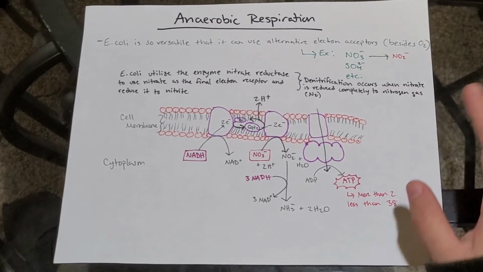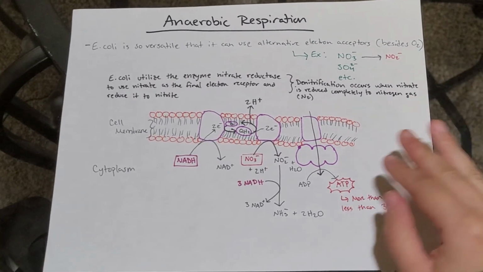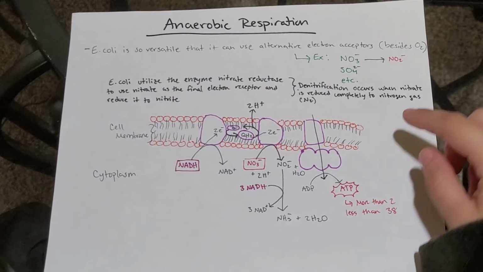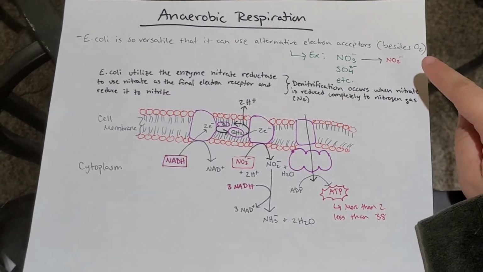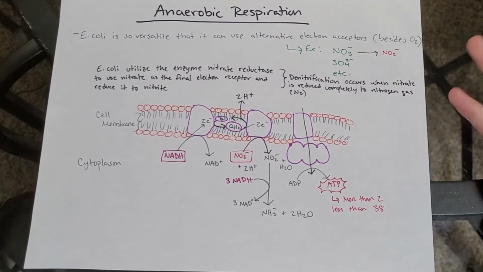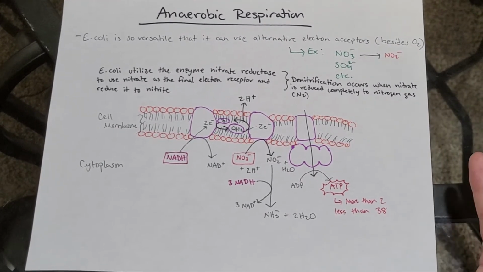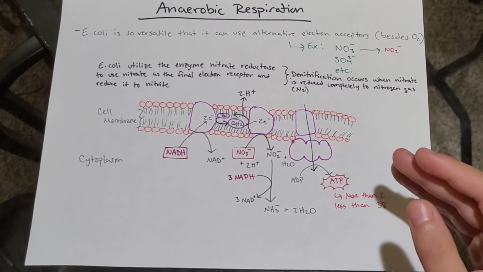If oxygen isn't around, E. coli can also use alternative electron acceptors and undergo anaerobic respiration. Nitrate, or NO3, is one of the most common electron acceptors and can be reduced to nitrite, or NO2. Some organisms can also use sulfate as a final electron acceptor to form hydrogen sulfide.